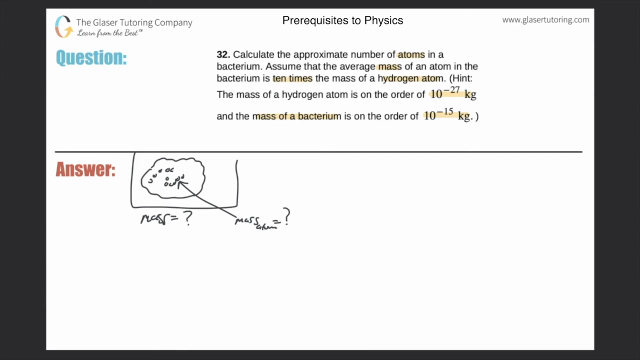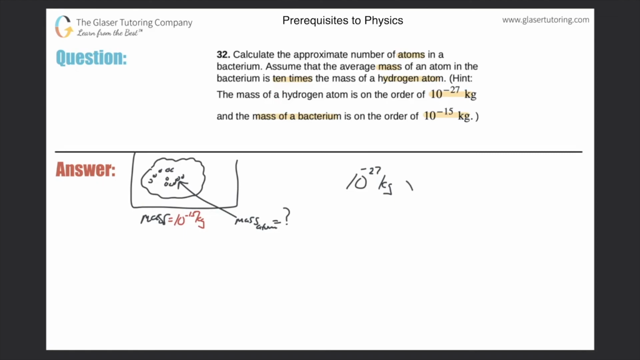But we do know the mass of the whole bacterium, right? It gave it to us if we look right here. So the mass of the whole bacterium is 10 raised to the negative 15 kilograms. Okay, so I actually do know this mass. So let me just erase this unknown here. So the mass here will be equal, and I'll just put it in a different color, 10 raised to the negative 15 kilograms. And they also give us the mass of this hydrogen atom, right? And they say that the average mass of a single atom in the bacterium is 10 times the mass of the hydrogen atom. So the mass of the hydrogen atom, as they had given to us here, is 10 raised to the negative 27 kilograms.